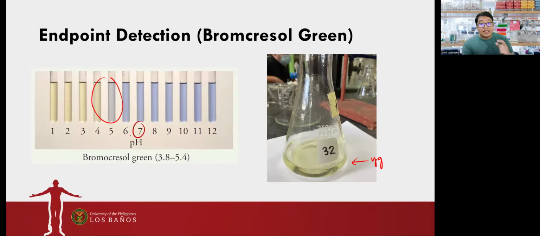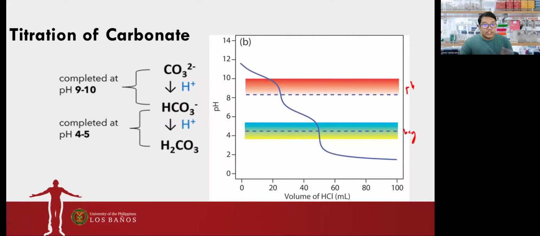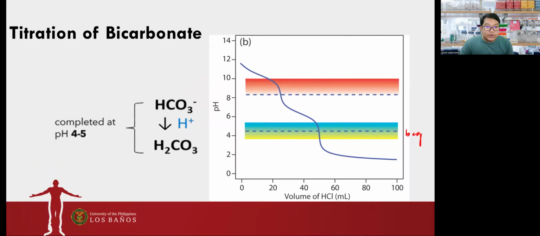Yan. Pero pag nag-add tayo ng super minute amount of standard na titrant, magiging color yellow agad yon. So that indicates na, wala palang laman yon na anything acidic or basic that needs to be titrated with standard acid. Okay? So yun yung implication nun. From blue, magiging sharp turn of yellow yon.